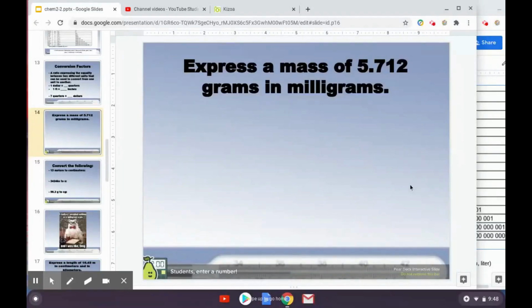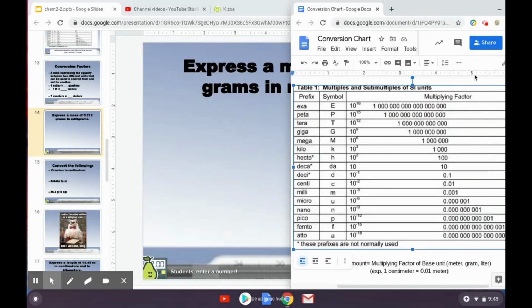So now we're going to look at how to do some of these conversions. So here we've got 5.712 grams, and we want to convert that to milligrams. So we'll always start off with the unit that is given with the number, and we're converting it to the other unit that's given. You will have this chart. I will upload it on Classroom, but you should have your hard copy as well. So that's a document that you want with you at all times. You will be able to use it on tests. So I'm going to be switching back and forth between these two screens.